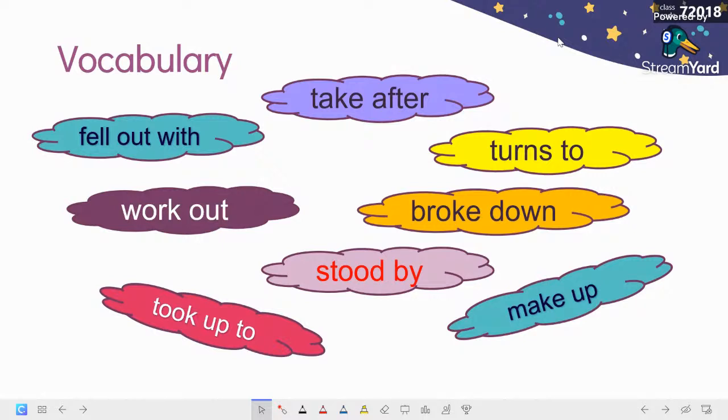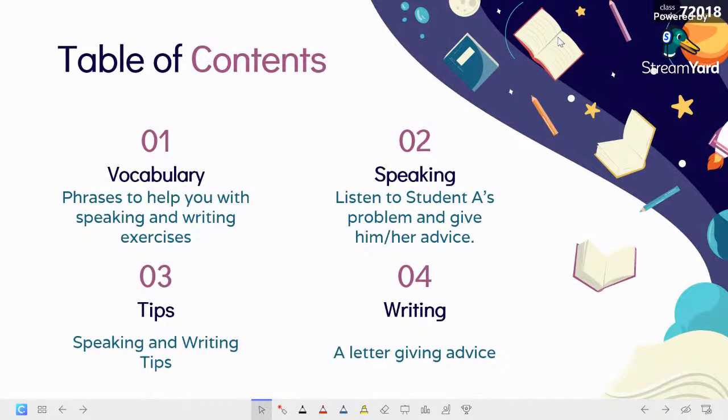Makeup, broke down. Broke down. One is we say our car broke down yesterday. Okay, it has double meaning. Makeup can be makeup, but there are different meanings when you look at the context. So let's have a look. All right, so today this is what we're going to do, but speaking later.